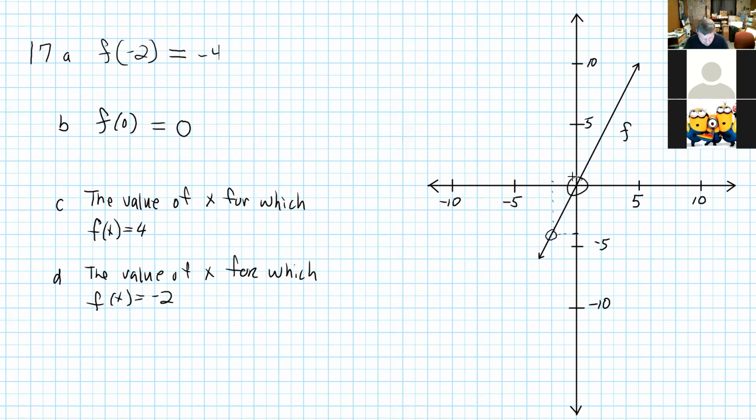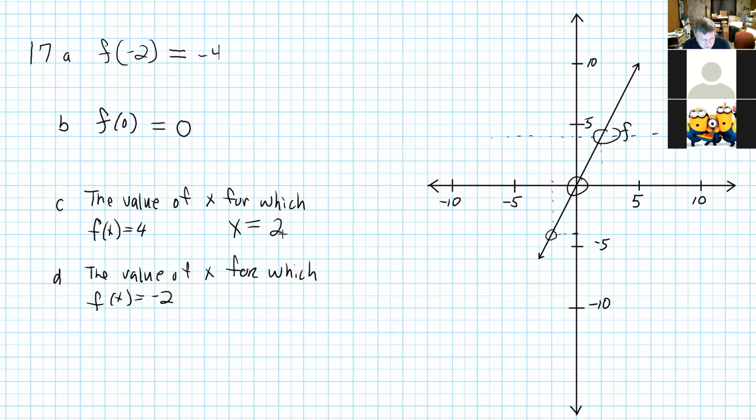Now we're going to go the other direction. The value of X for which F of X equals 4. So we don't know the X value, but the Y value is 4. So where on the graph is the Y value equal to 4? Right there. So what's the corresponding X value there? 2.